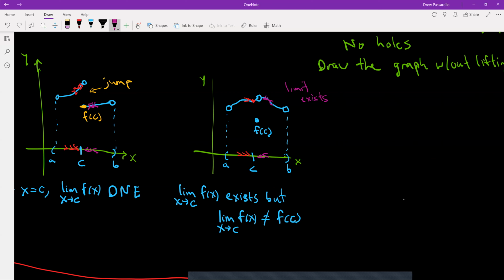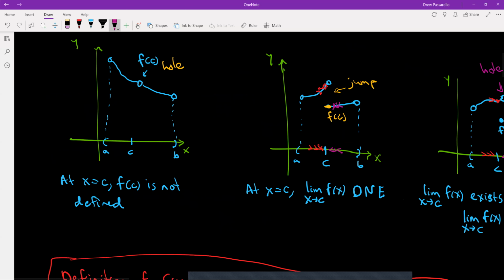And so because of that hole, I jump to where f of c is here, and f of c is defined. It's just right there. So f of c is defined. It's just not equal to the limit.